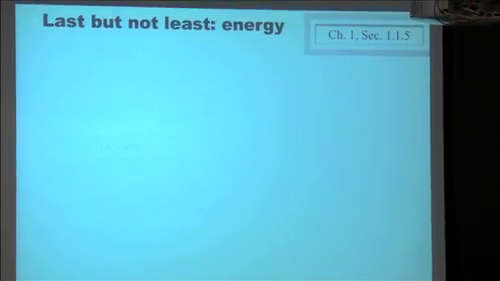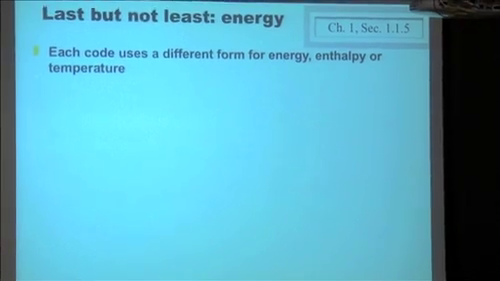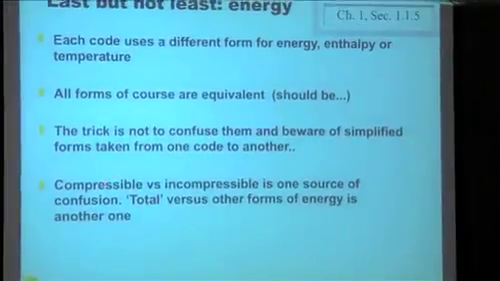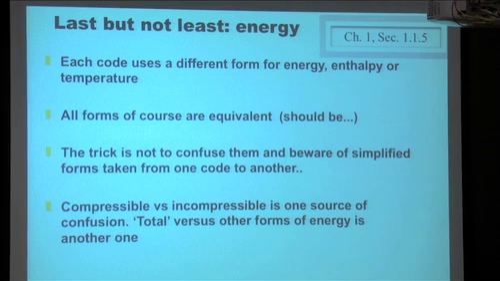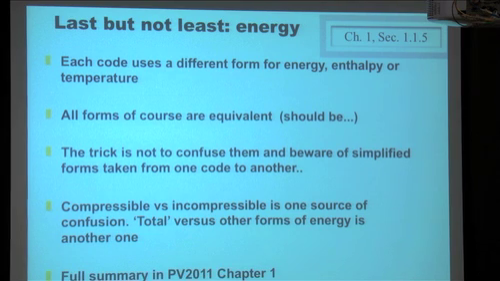Okay, the last one, but not the smallest problem, is energy. When you go to today, in most codes, you will find that every code is using a different energy equation. All forms should be equivalent, normally. In practice, it's not always the case. And also, you want to avoid being confused about one form of energy compared to another one. So I'm going to give you some examples. The first mistake which I see quite often is people get confused about compressible versus incompressible energy equations. And the second one is to talk about total versus non-total energy. So let me show you how to get those things.